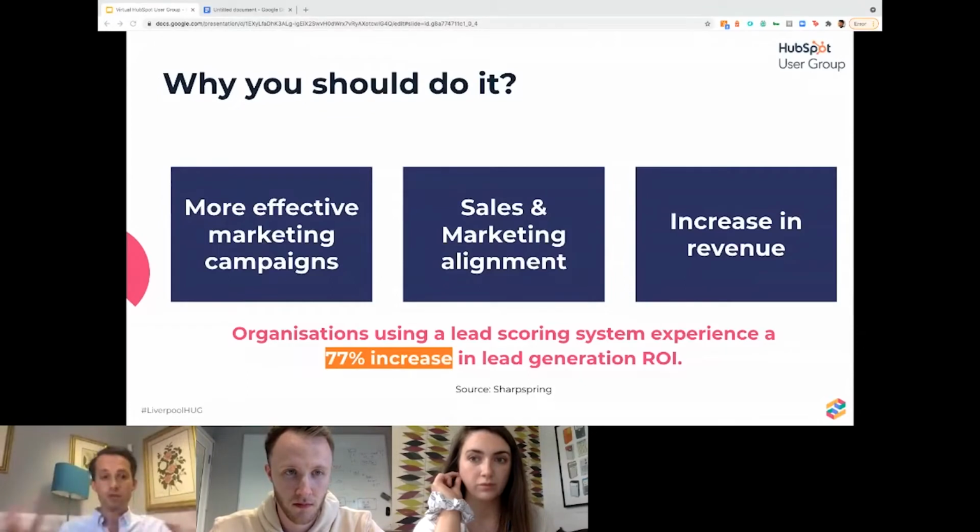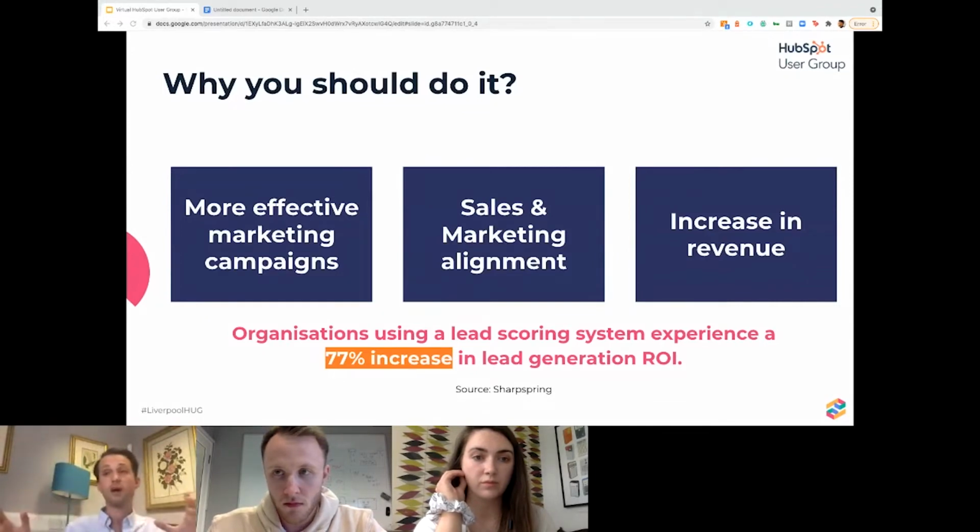But in addition to all these 3 points, lead scoring can really streamline, simplify, and improve so many processes within your organization. And the best part is it's really not that difficult to implement. Just to put some facts to it, organizations that use a lead scoring system experience a 77% increase in lead generation ROI.